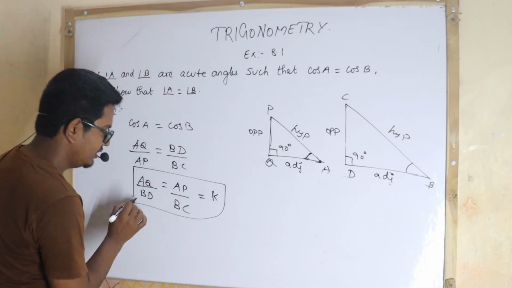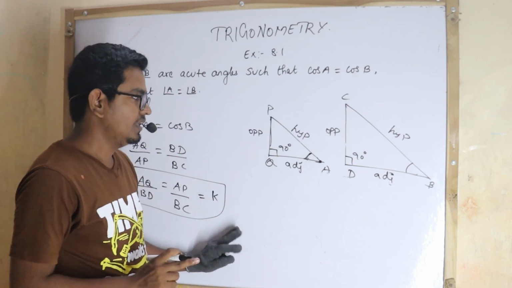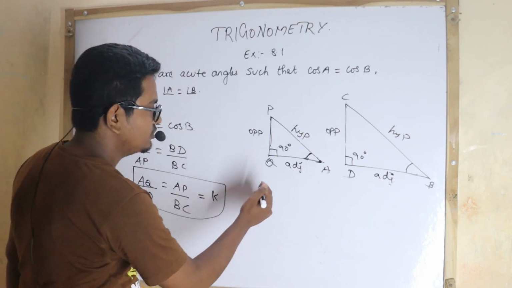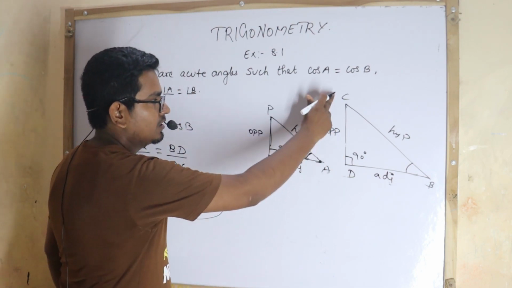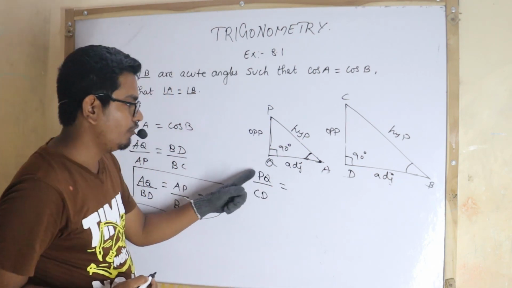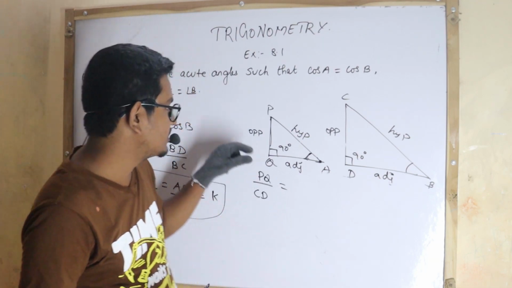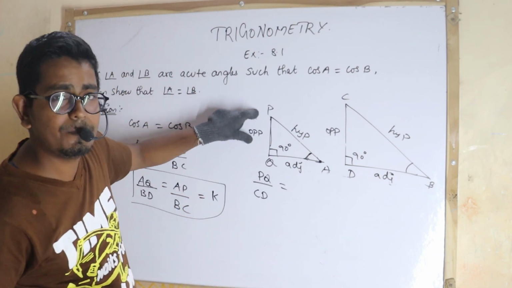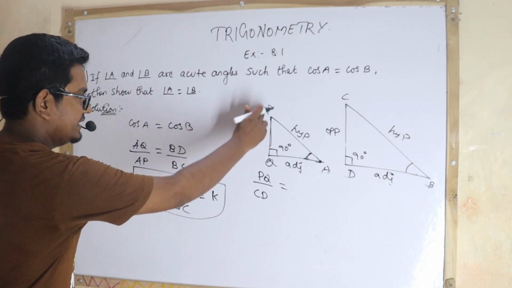So AQ upon BD is equal to AP upon BC is equal to K. Now I'm going to find PQ upon CD. How to find PQ upon CD? So for PQ, how am I going to find PQ? As you know already, for the third side we should apply the Pythagoras theorem. Here I'm going to apply the same for PQ.